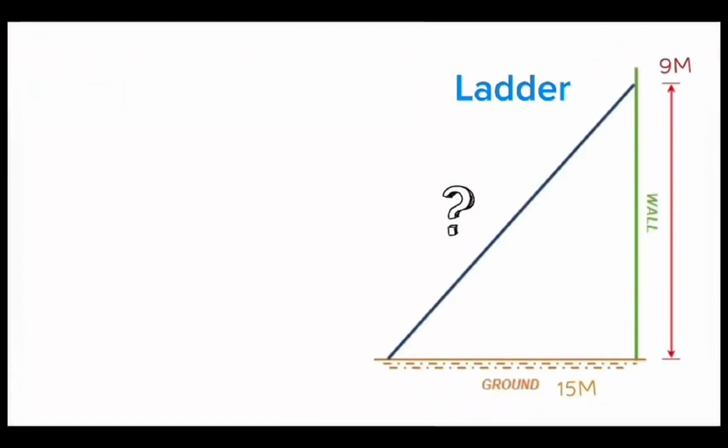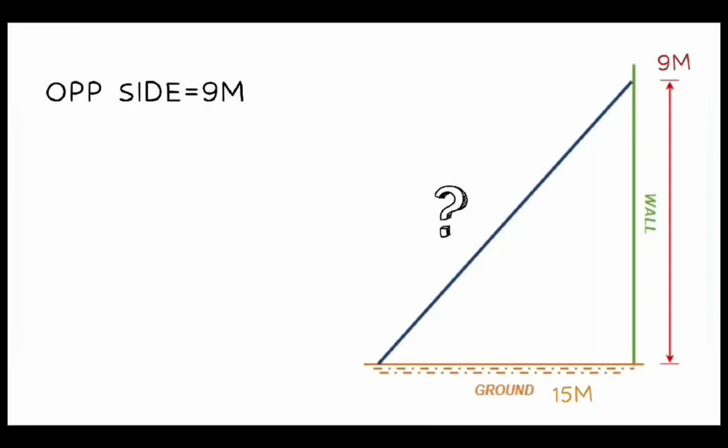Now, let us visualize the problem. Here's our illustration. According to the problem, the top of the ladder that touches the wall is 9 meters above the ground, so that is the height of the wall. The base of the ladder is 15 meters away from the wall. The length of the ladder is unknown, which in a right triangle is the hypotenuse. So, let us put values on each side of the right triangle. For the opposite side, we have 9 meters. For the adjacent side, we have 15 meters. And the hypotenuse is unknown. That is the length of the ladder.